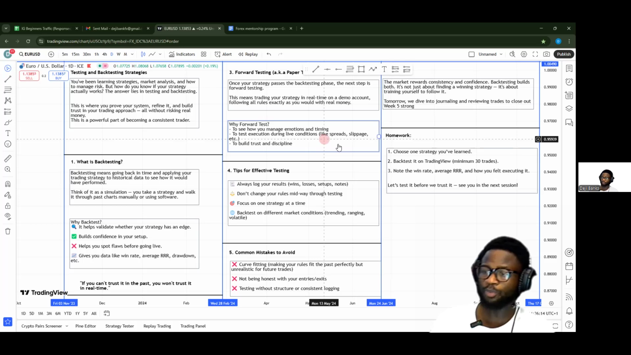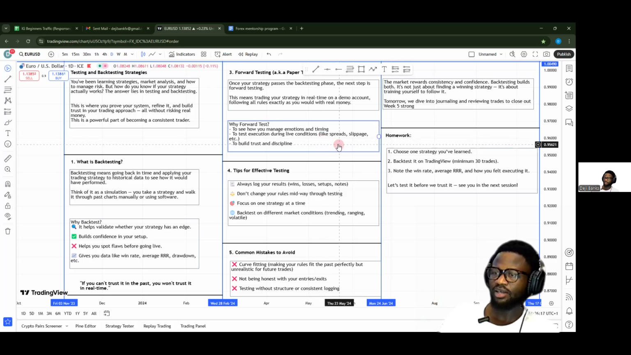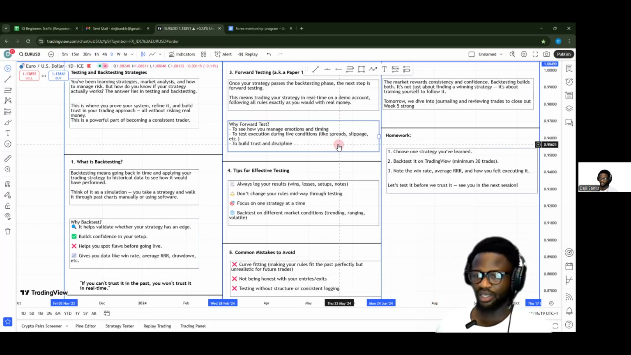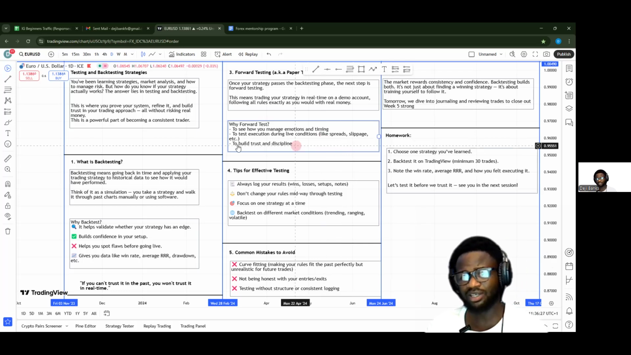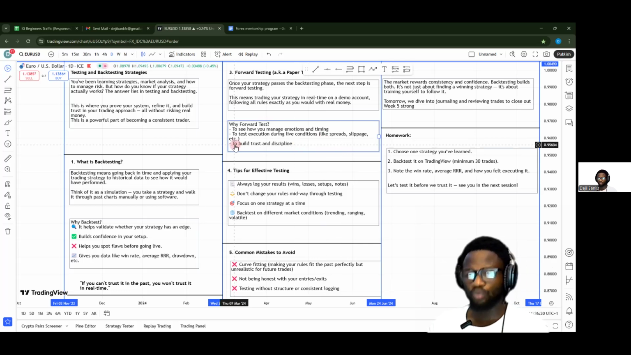Oh, this is what spread means now. I entered here, the market put me in here, or I clicked a sell and it did not enter at once. Now you are paying attention to the things that you have learned, like, oh, this is how this thing is. And the most important of it all is to build trust and discipline. This is where you learn how not to over leverage.